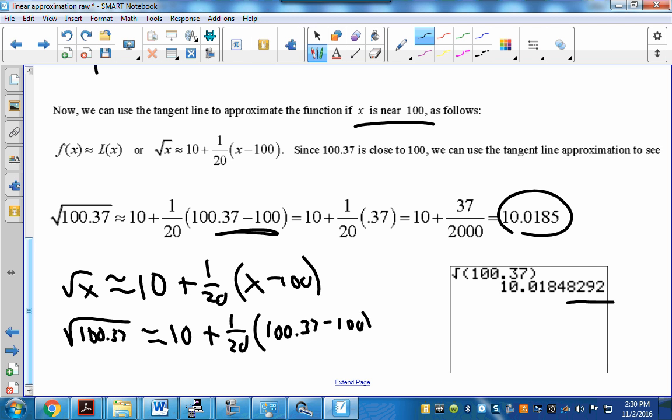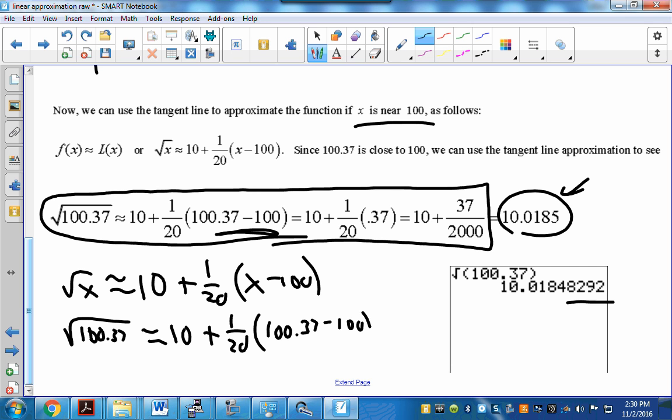Is my approximation too big or too small? There's my approximation. Is that too big or too small? Why would it be too big? No, I didn't round at all. I just worked this calculation right here. Why is that approximation too big? Yeah. Duh. But why isn't it too small?